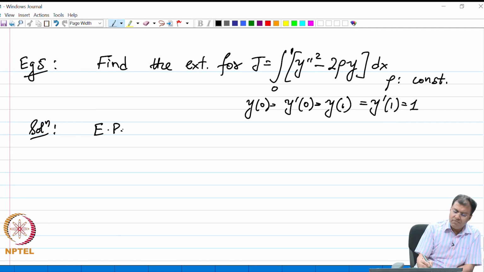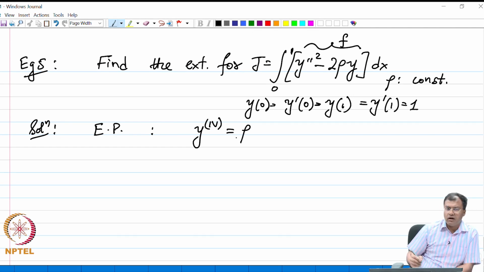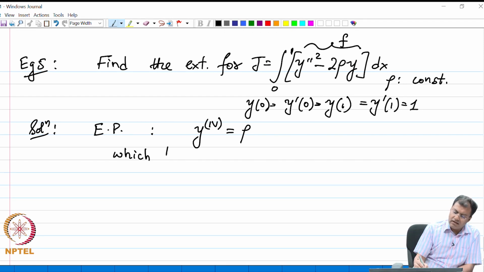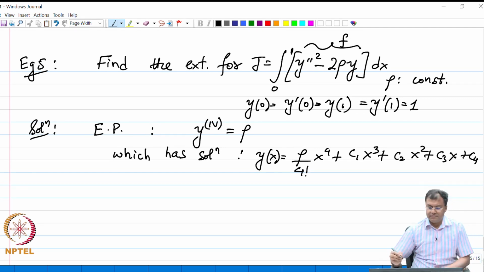equation, the EP equation, after plugging in this expression for f in Euler-Poisson, we see that my equation reduces to the following fourth order ODE, or ordinary differential equation, which has the solution of the form y of x is equal to rho by 4 factorial x to the power 4 plus c1 x cube plus c2 x square plus c3 x plus c4, right.